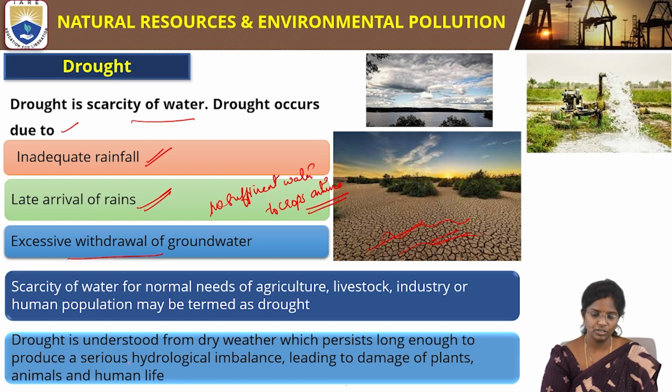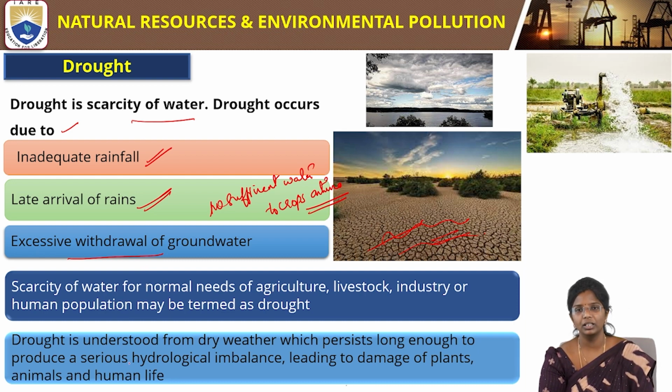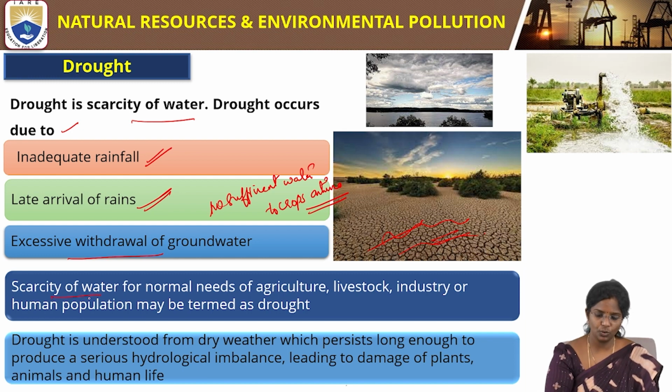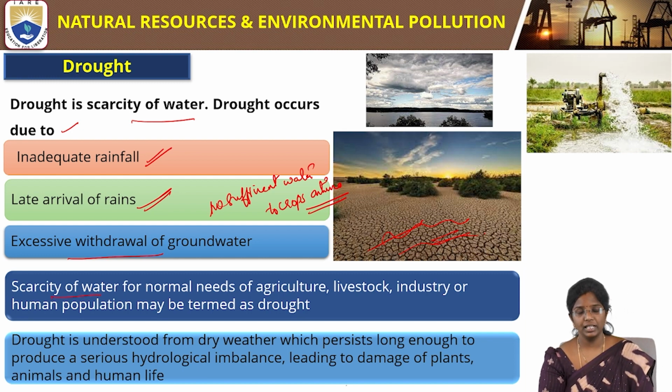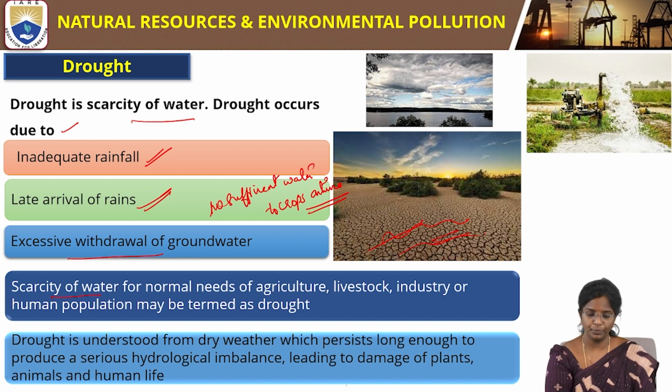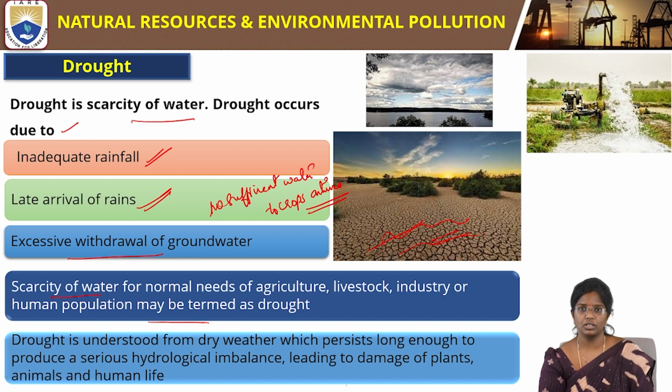Then excessive withdrawal of groundwater. Whenever there is excessive withdrawal of groundwater by bore wells dug nearby, then scarcity happens because everyone keeps on taking out the water, and the groundwater or the water table goes lower. The scarcity of water for normal needs of agriculture, livestock, industry, or human population may be termed as drought. So all these effects on agriculture, livestock, industry, or the human population are nothing but the drought condition that is happening in that particular country.